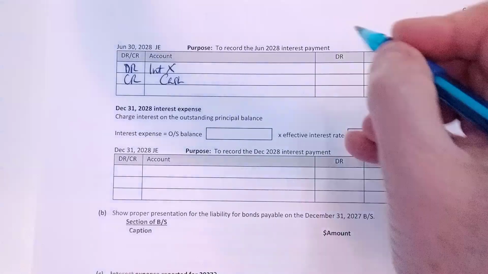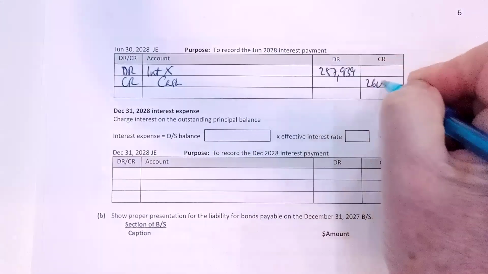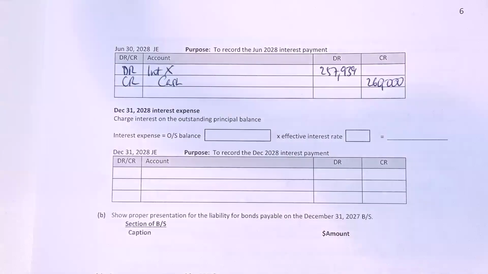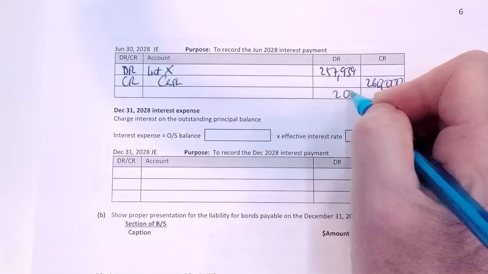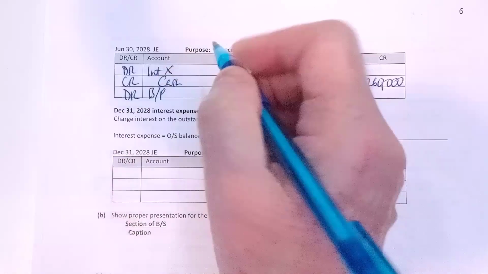So it's 257,939 because we calculated that. This is always 260 because it's the interest cash flow. And then I need 2061 to balance. And I'm going to put that through bonds payable because it's a force.